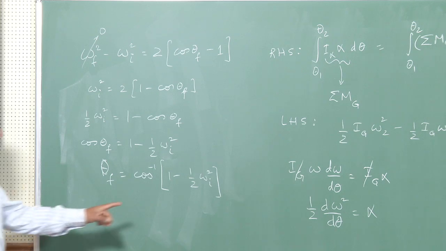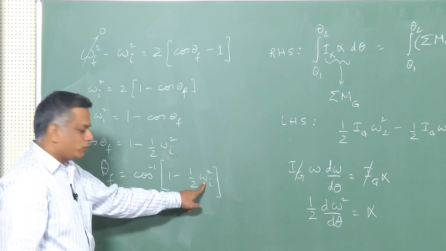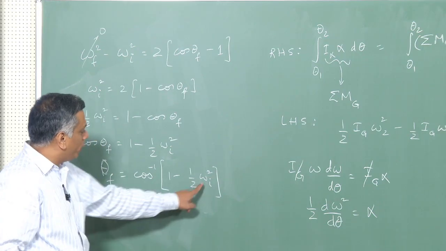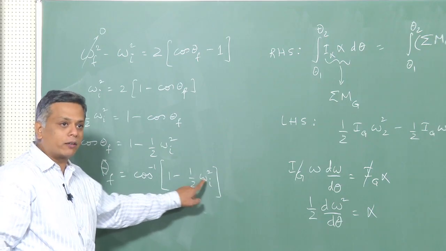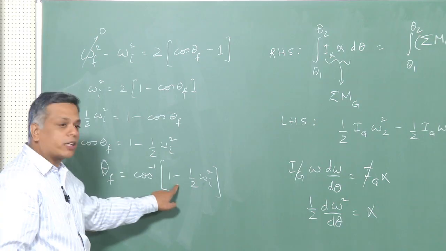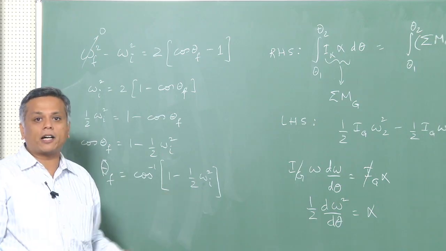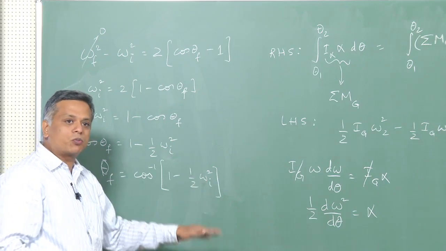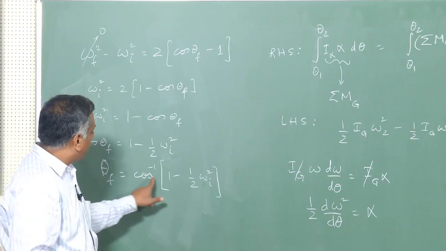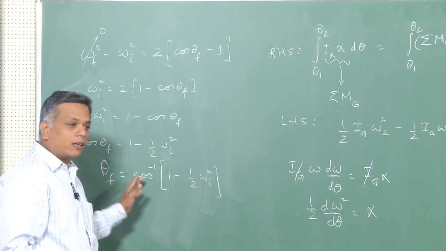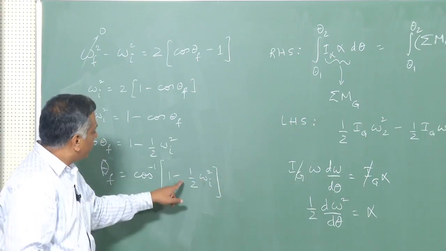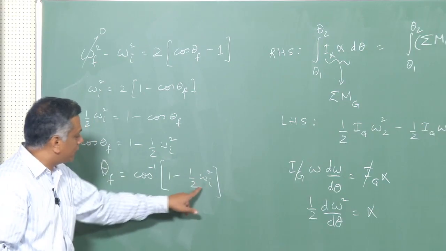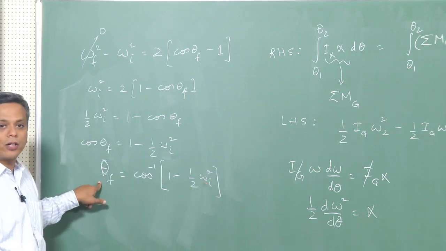Okay. So if omega I is 0, just to chalk out some trivial cases, the bar is going nowhere. Theta f would also be cosine inverse of 1, which makes theta f also 0. As omega I increases, for very small omega I, theta f would be slightly positive. So as omega I increases, theta f increases.